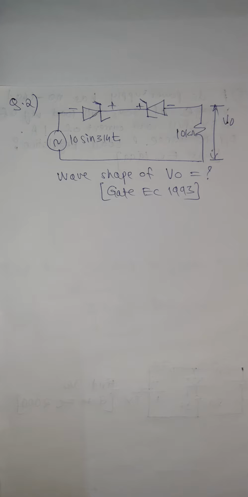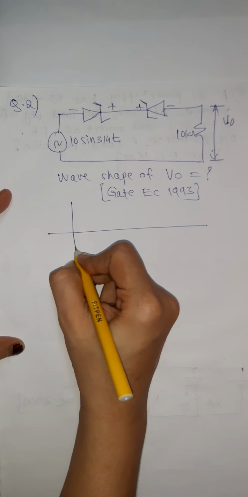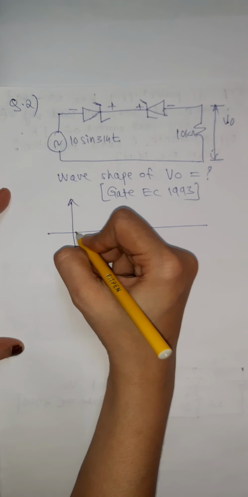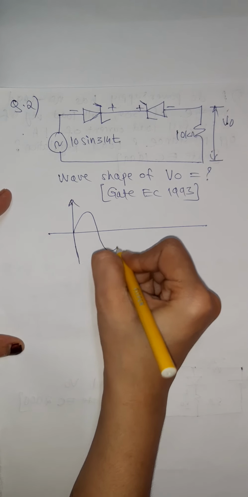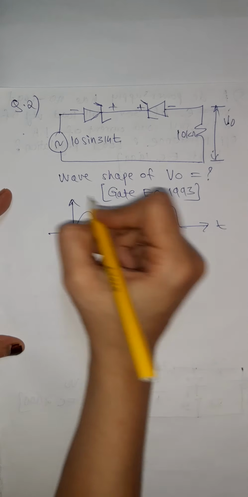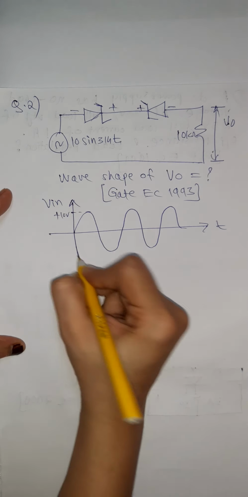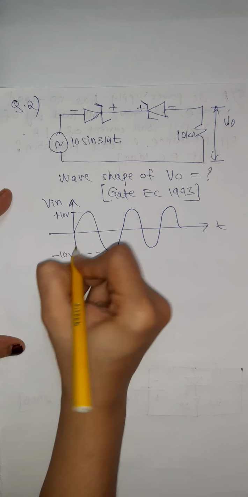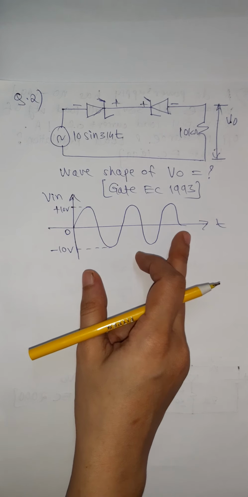First of all I will draw the waveform for 10 sine of 314t, that is our input voltage. So our input voltage is a sinusoidal waveform having peak values 10 and minus 10. So our input voltage will look like this. This is t, this is V in, this is plus 10 and this is minus 10 volts, this is 0. So our input waveform will look like this.